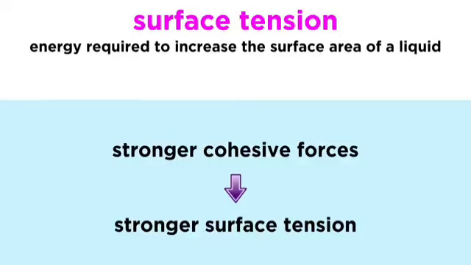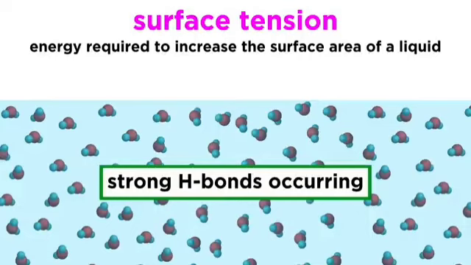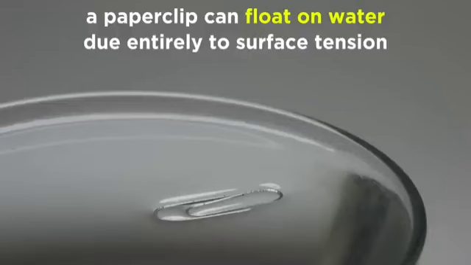of these interactions. Different liquids have different surface tensions, and water has an irregularly high surface tension, considering the small size of the molecule. This is because of the strong hydrogen bonding occurring. Water does not want to reduce the amount of hydrogen bonding occurring by increasing the surface area, and this phenomenon is the reason that a paperclip, if carefully placed on top of water, will float.